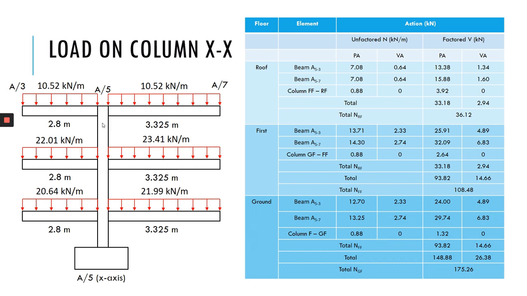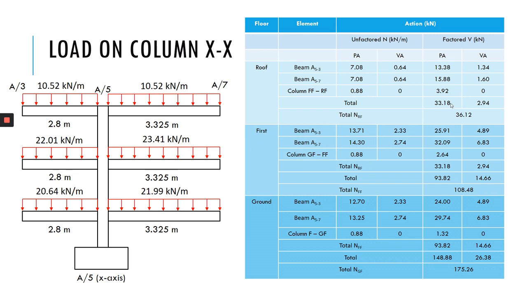So the self-weight of this column is 25 times the column size, which is 0.175 times 0.2, if I'm not mistaken. So you may refer to the design specification, and then you will get it here. And then to get this 3.92, you have to multiply by the height.